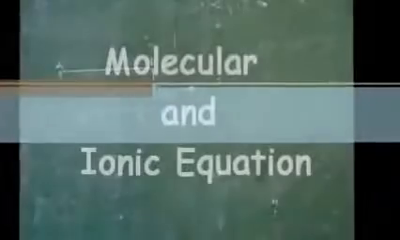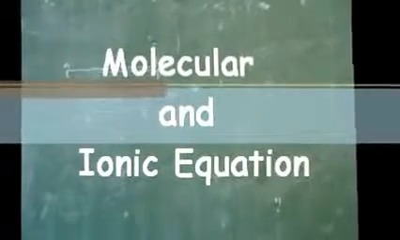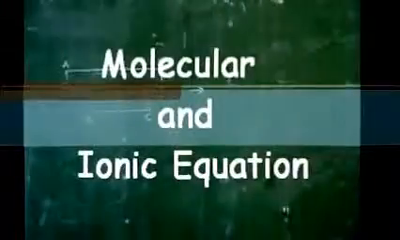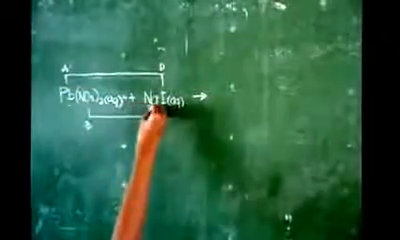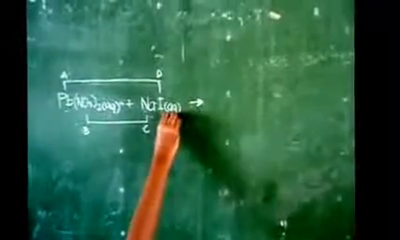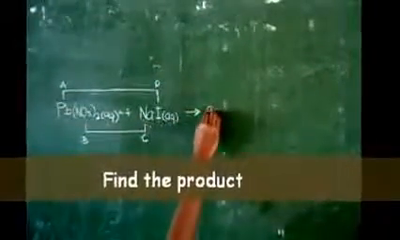This tutorial will cover the molecular and ionic equation. We're given lead nitrate aqueous reacts with sodium iodide aqueous. The first thing that we will do is to find its product. To find its product, we will use the double displacement method.